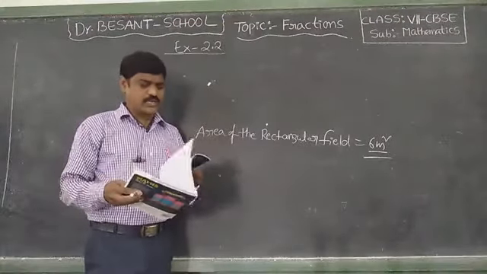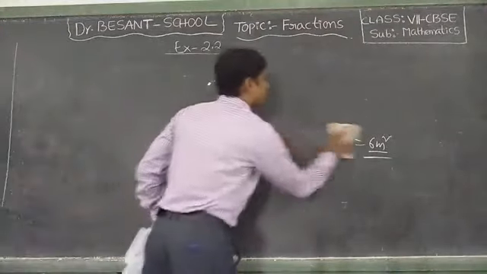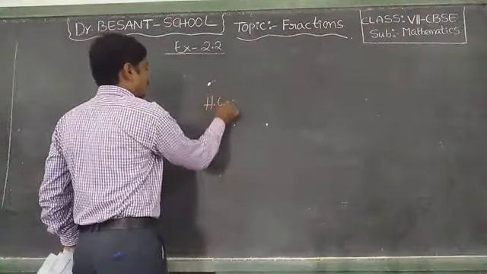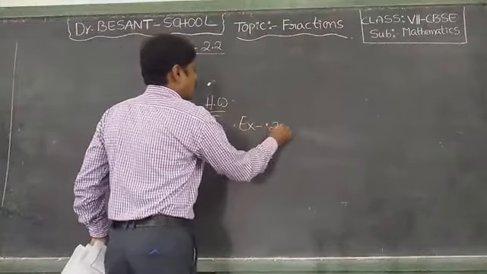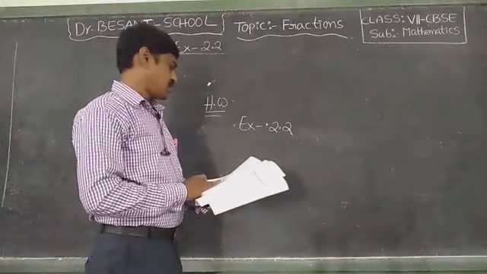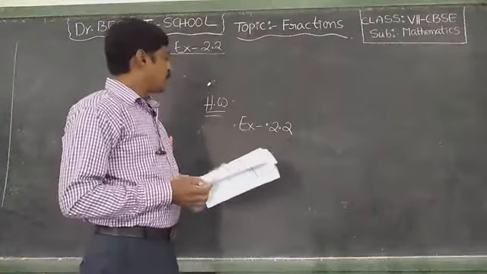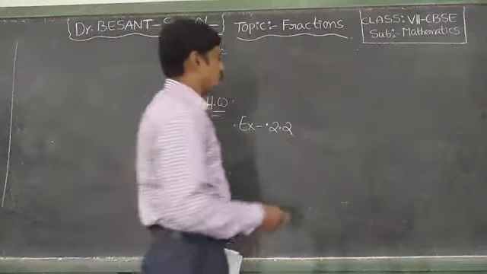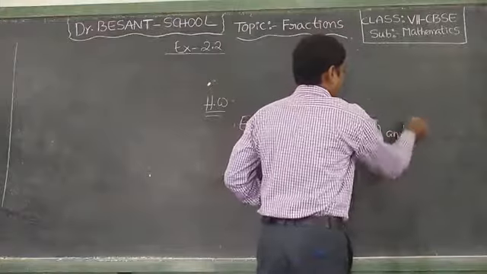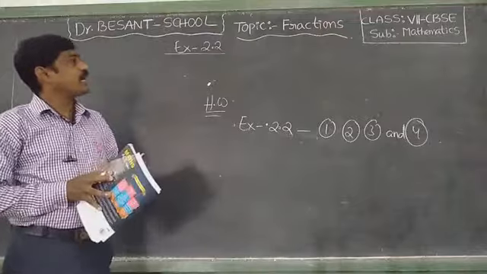So what is today's homework? Exercise 2.2, homework, exercise 2.2. In this exercise 2.2, first Roman, second Roman, third Roman, first, second, third, these sums we have to practice. I hope it's very clear.